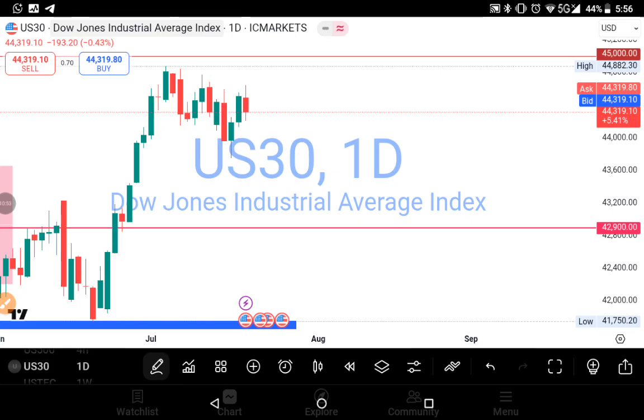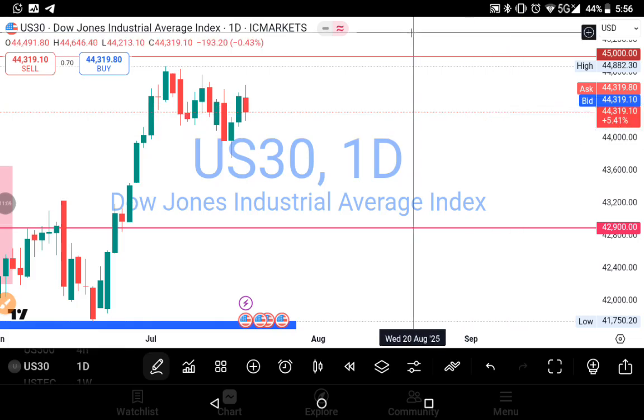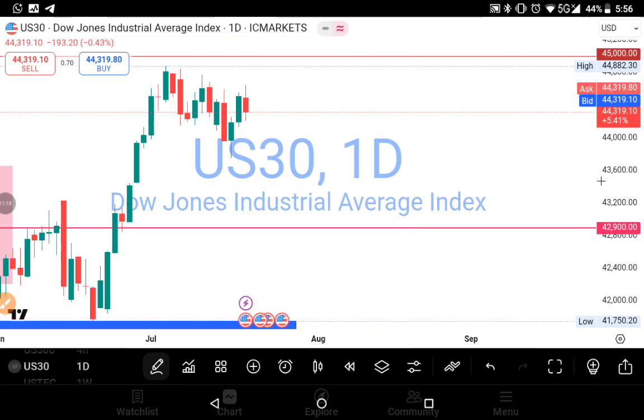So as long as 43,500 holds as the price, then I'm still interested in 45,000 until 43,500 gets violated. Only then will I decide to come into 42,900 on the downside.